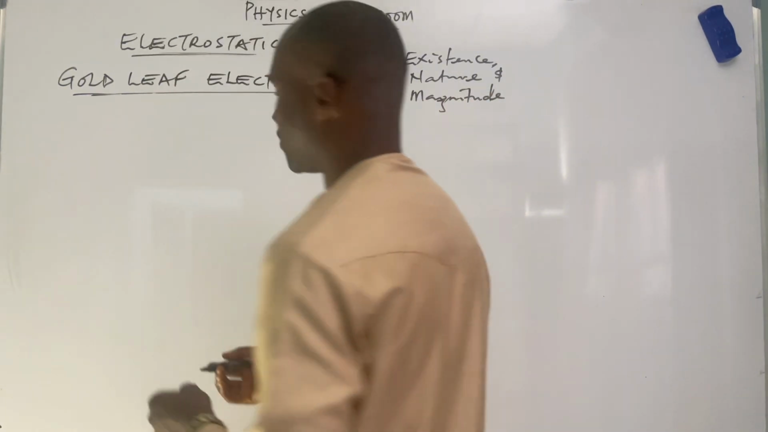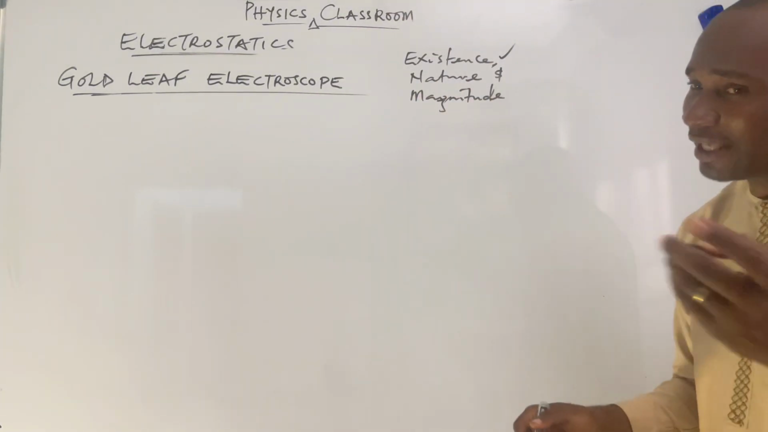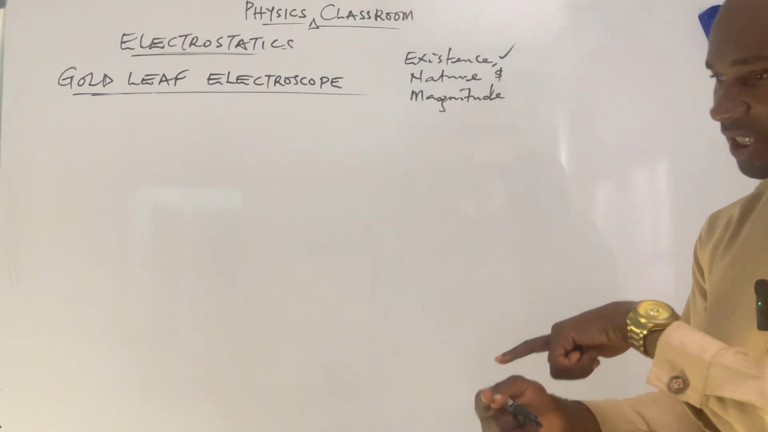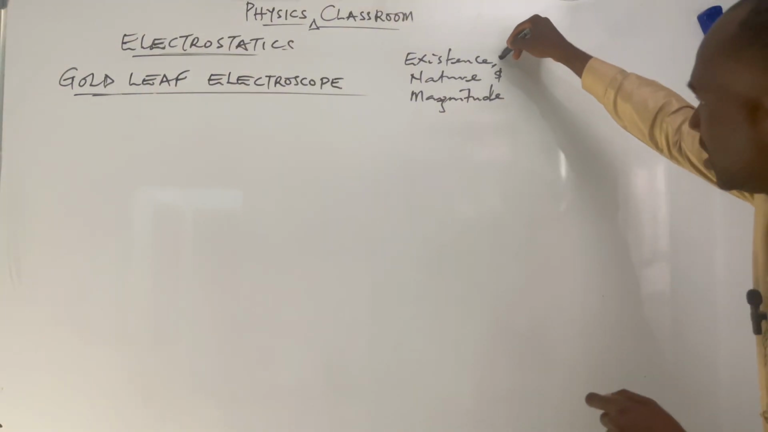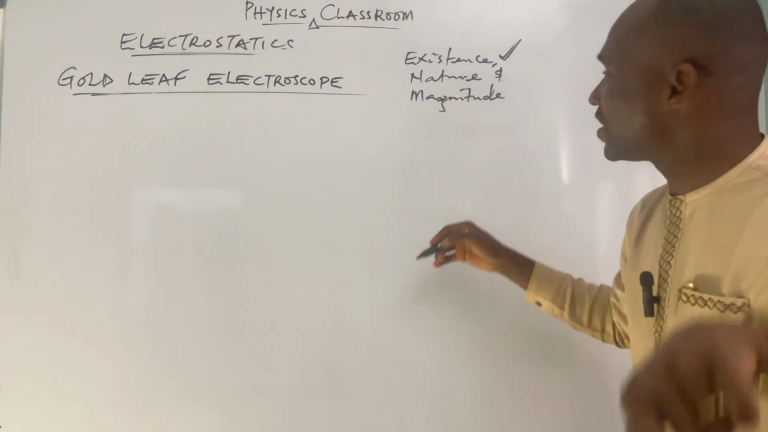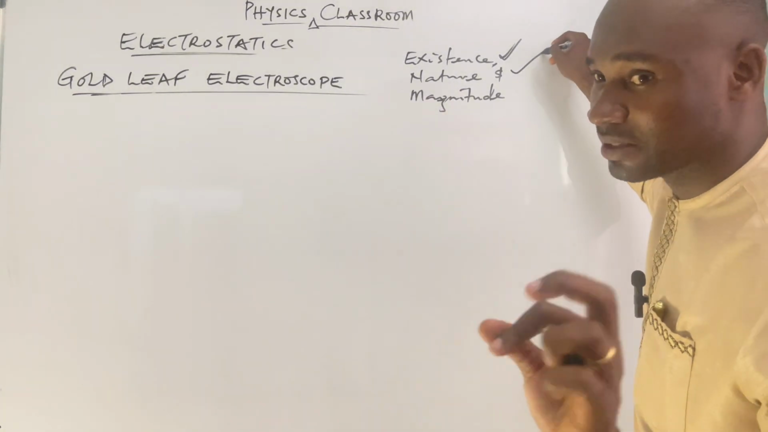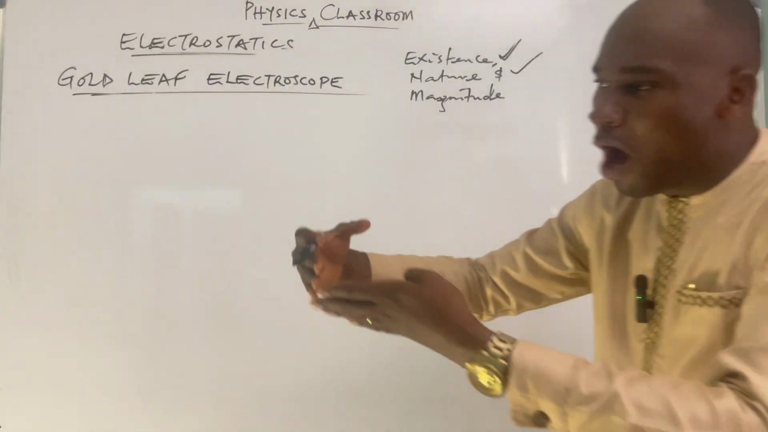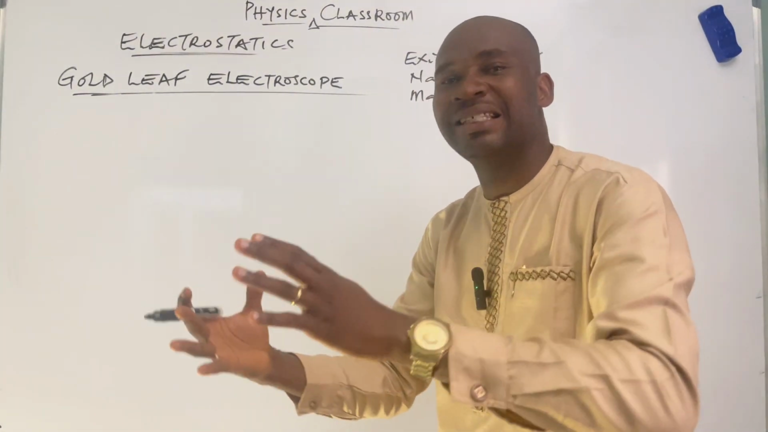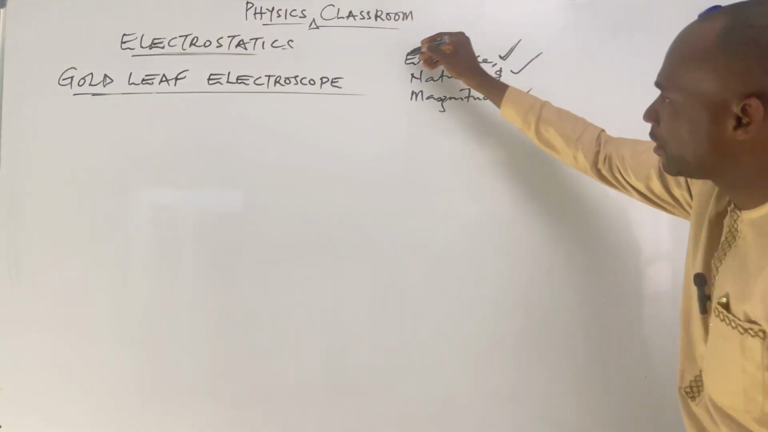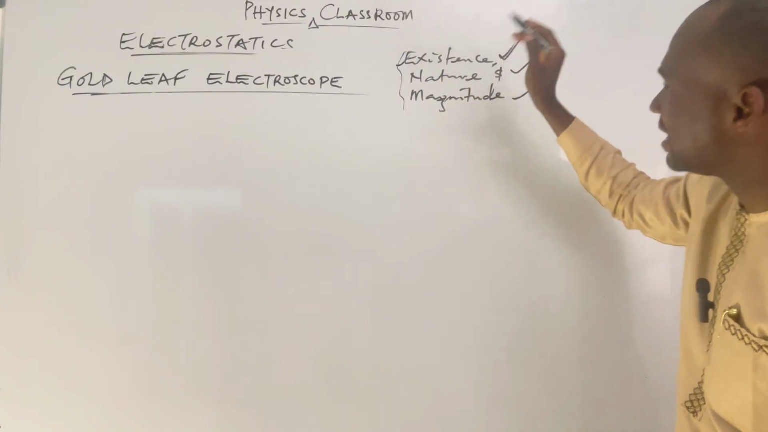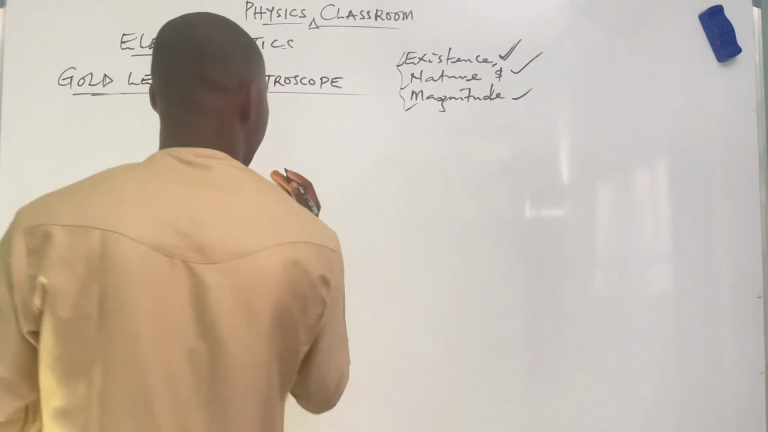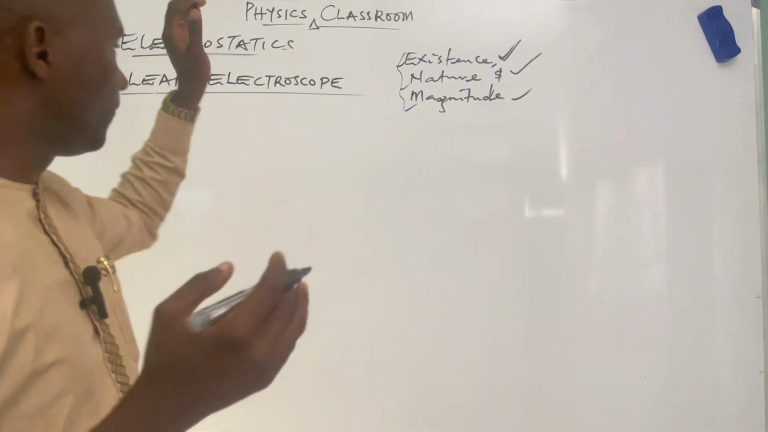Talking about the existence, to let us know if charges are present or not. Is there a charge? Yes or no? It detects the existence. Nature of the charge. Is it a positively charged body or a negatively charged body? The magnitude. How much, how large is the charge? It tells us. So it will be doing three things to help us detect the existence, the nature, and the magnitude of electric charges. Now, let us go straight to describing the gold leaf electroscope.